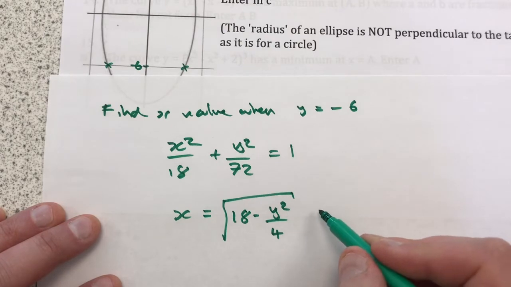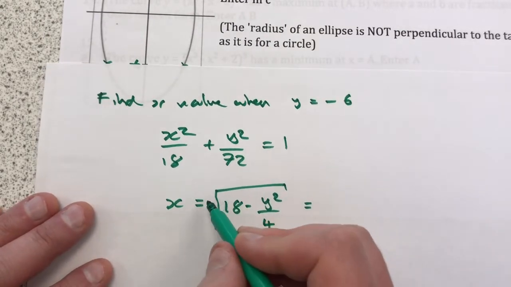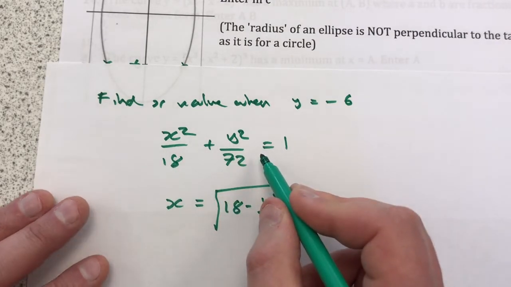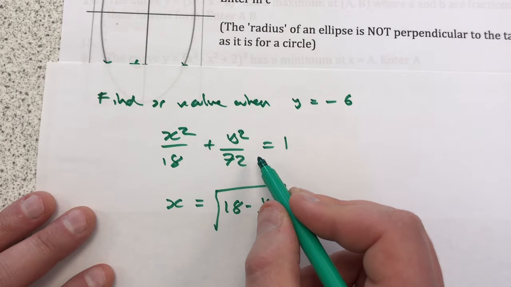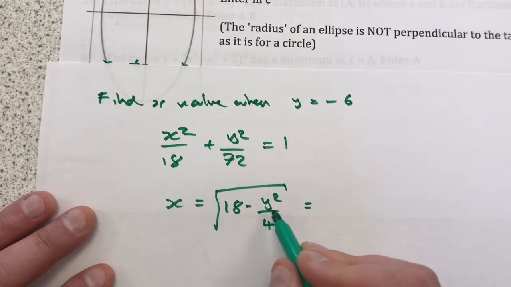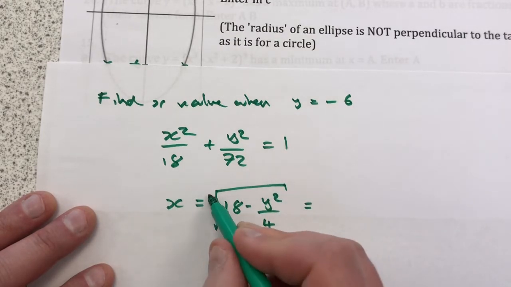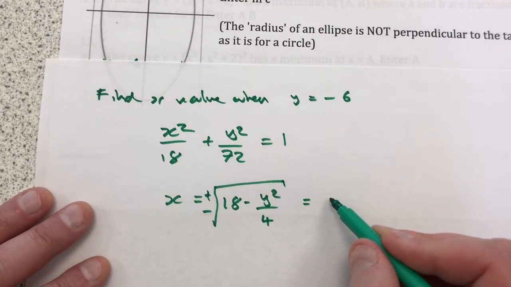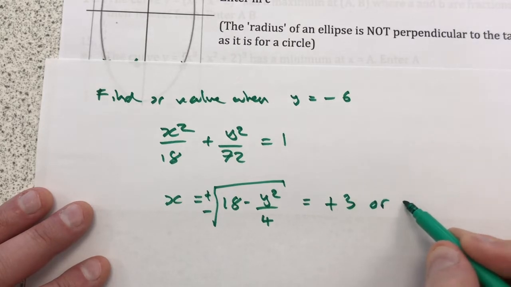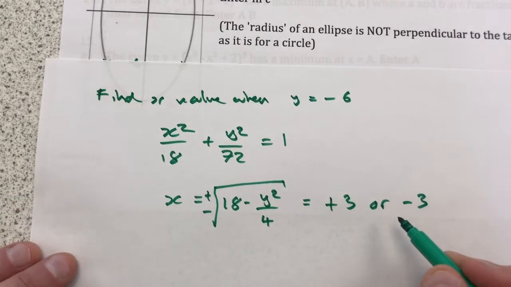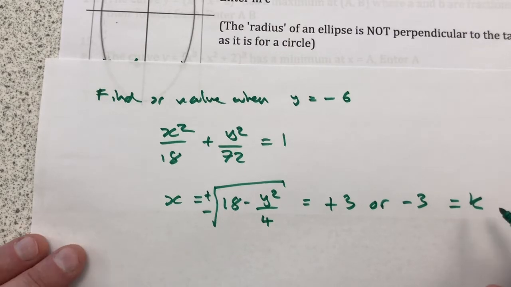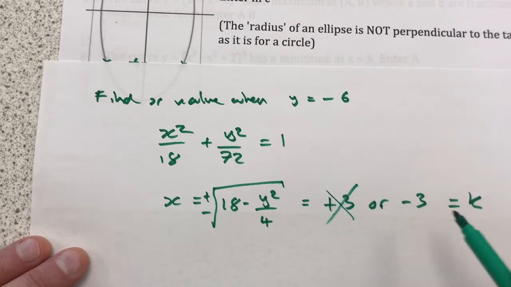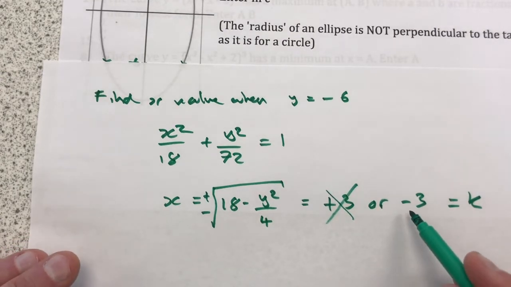And if we put in minus 6, we'll get a value of, now this is the bit where during the rearrangement of this equation here, we ended up with x squared equals 18 minus y squared over 4. And when we square root, we get the plus or minus option here. So here we'll be getting plus 3 or minus 3 as our potential values for k. But because in the question it tells us that k is less than 0, we can cross out this one and we have a value of k now of minus 3.